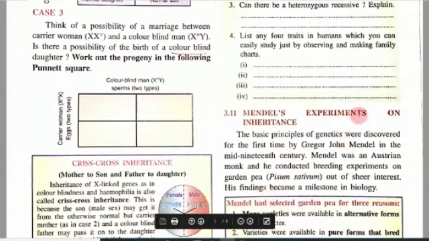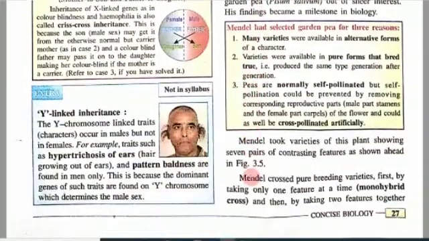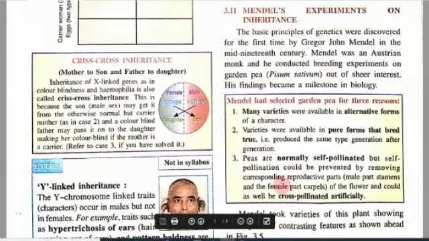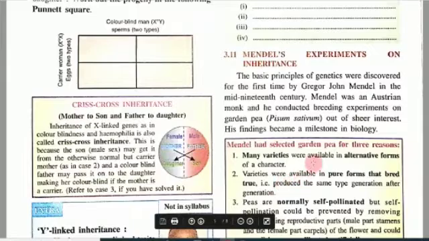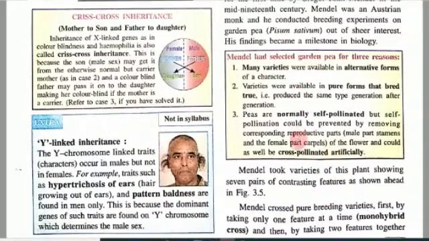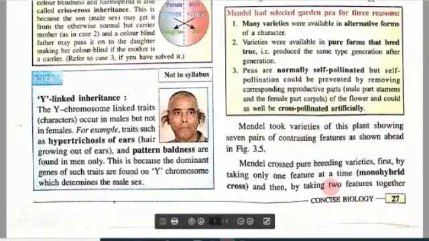Then Mendel's experiments on inheritance. Here we learn that Mendel worked on Pisum sativum in the garden, kept it for some time and observed 7 traits or characters, and did some crossing, monohybrid cross and dihybrid cross.